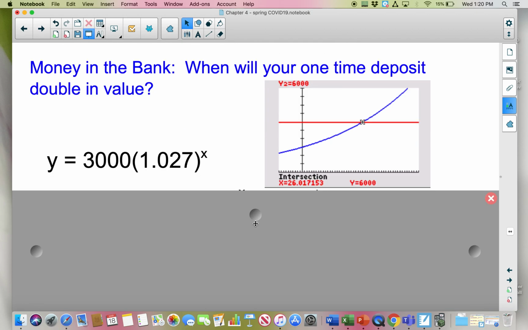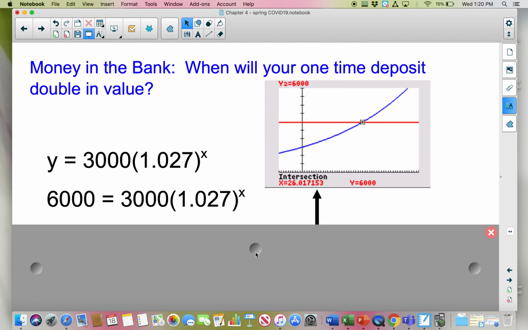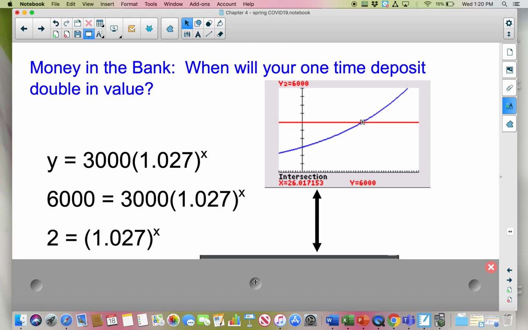Okay, so I'm going to put 6,000 in for Y. Divide both sides by 3,000 to get 2, that doubling feature, right? Here it is graphically, like where is the model going to equal the 6,000? We got the intersection. So after like 26 years, see what you get in log form. See if you can put this into logarithmic form.